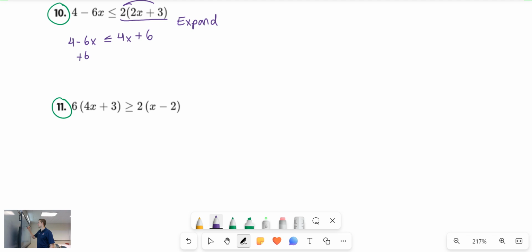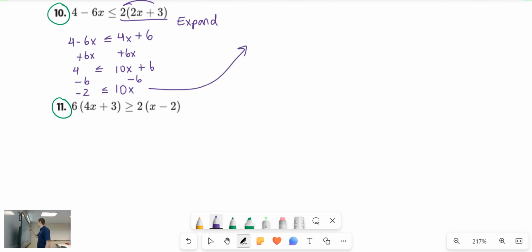So we're going to add 6x to both sides, plus 6x plus 6x. And this should be 4 is less than or equal to 10x plus 6. And then we're going to take away 6 from both sides. Minus 6 minus 6. So we get negative 2 is less than or equal to 10x.